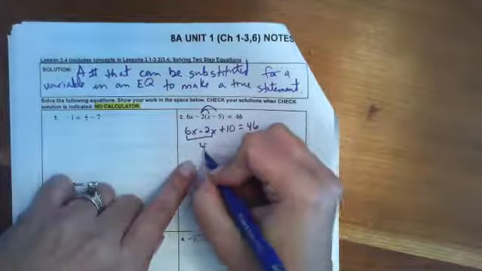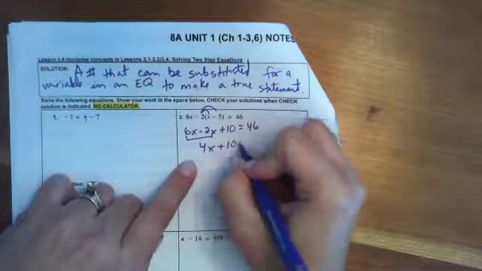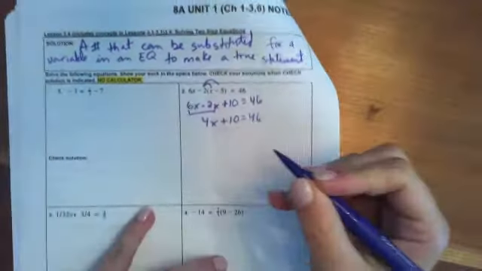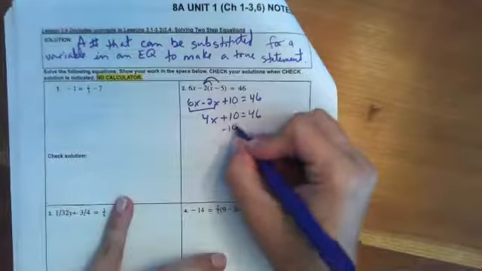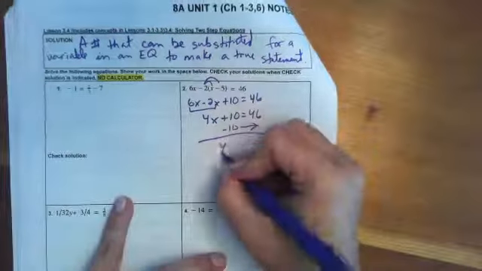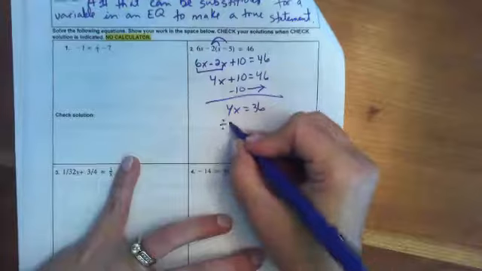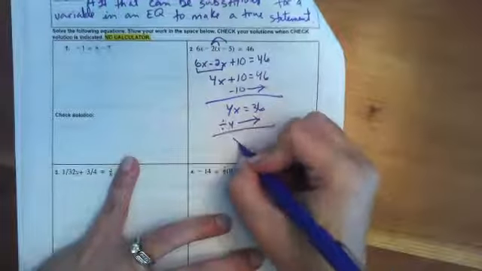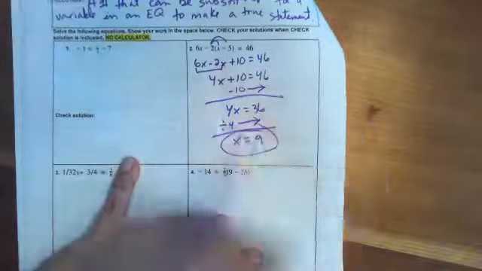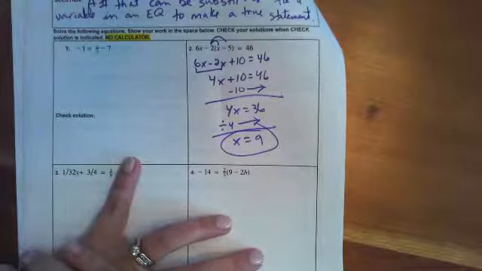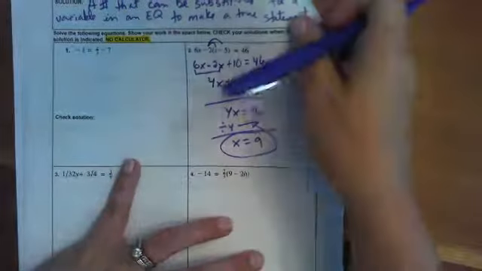We're going to combine some like terms here. That is 4x plus 10 equals 46. We will subtract 10 from both sides. 4x equals what? 36. And this is a nice one. Divide by 4. We get x equals 9. And I didn't require you to check that solution. Moving right along, we'll do one more example like this.